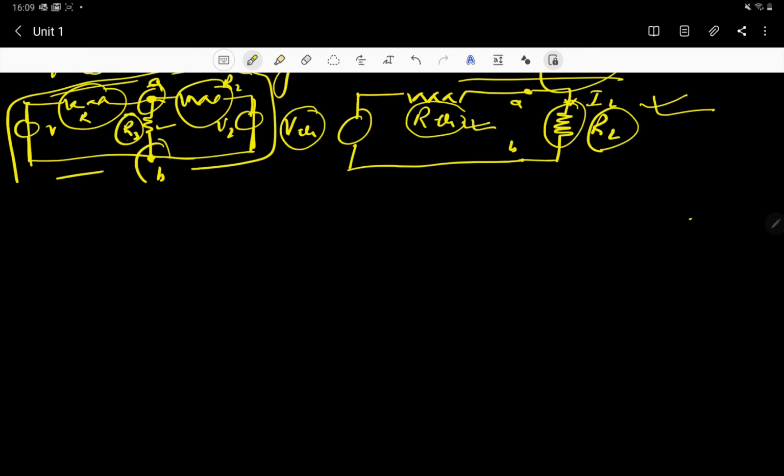Now let's write down the procedure, the steps which we will follow. Number one, what we will do: suppose this is a circuit, as shown over here.